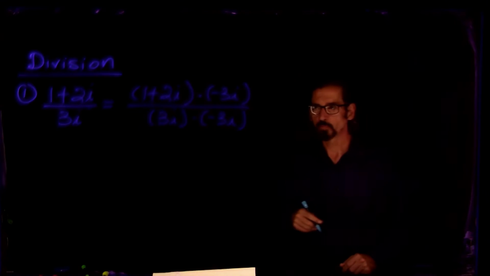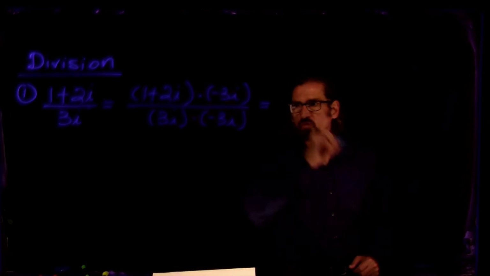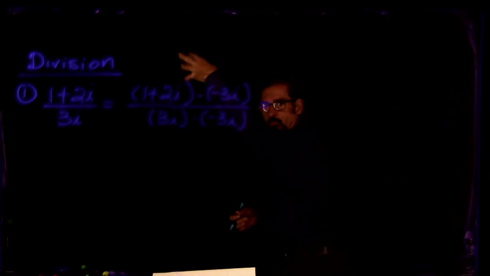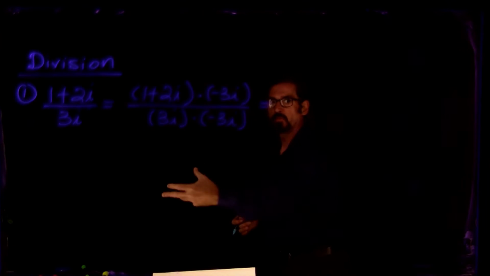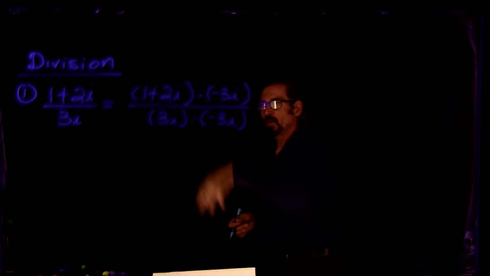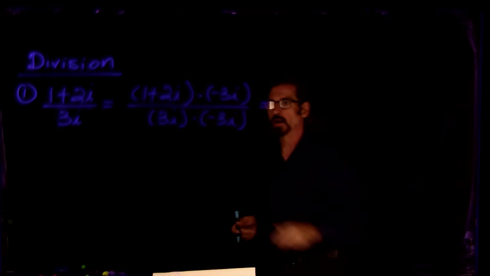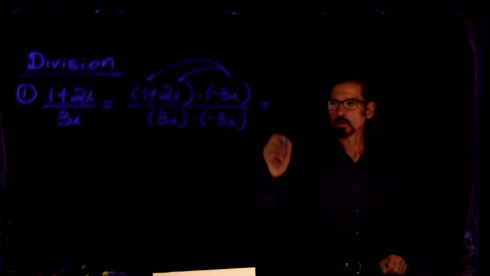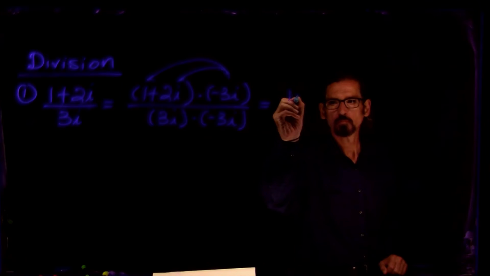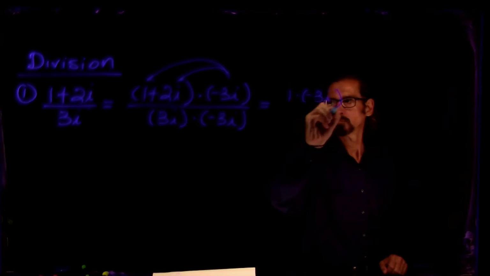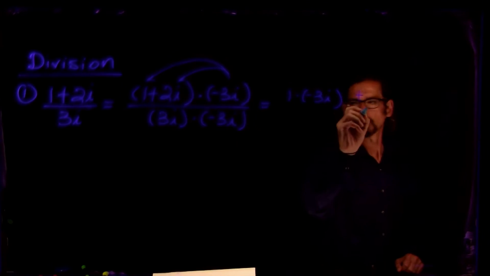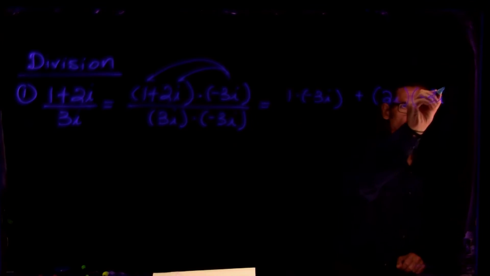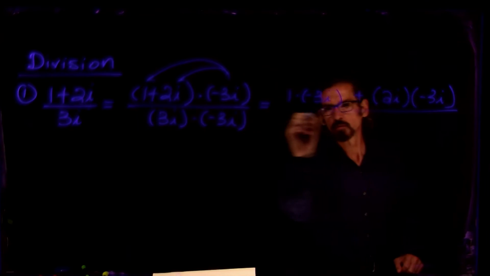In the numerator, we will distribute that negative 3i because we're multiplying the top and bottom by the conjugate of the denominator, and the entire numerator is 1 plus 2i, so we're going to have to distribute. 1 times negative 3i plus 2i times negative 3i. We'll simplify that in a moment.